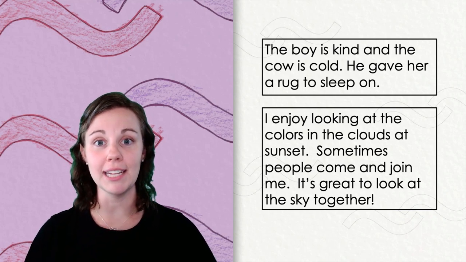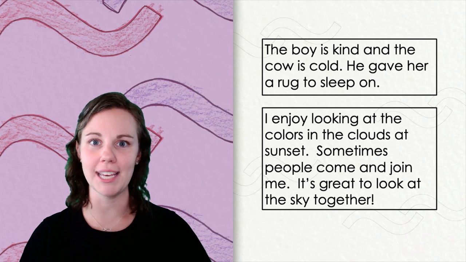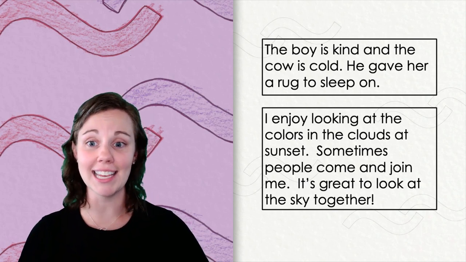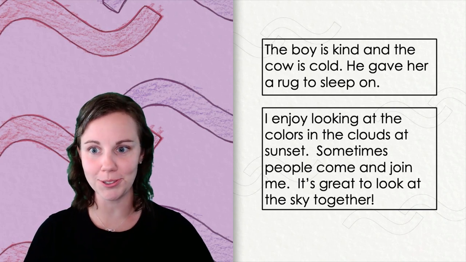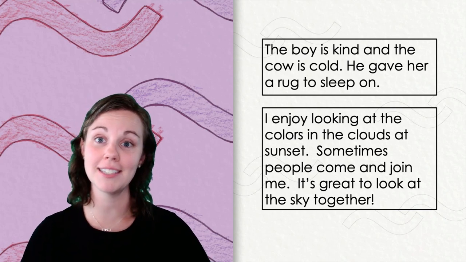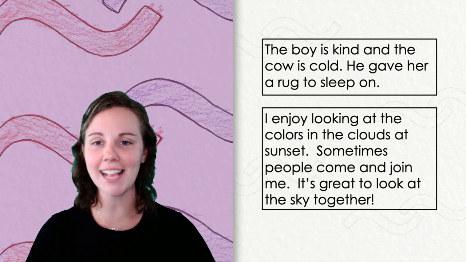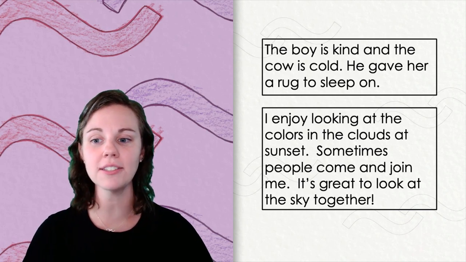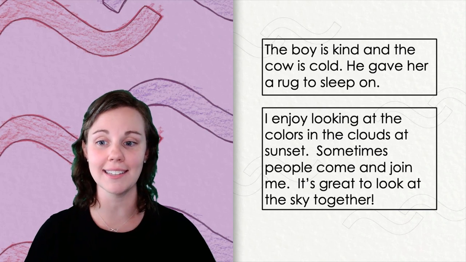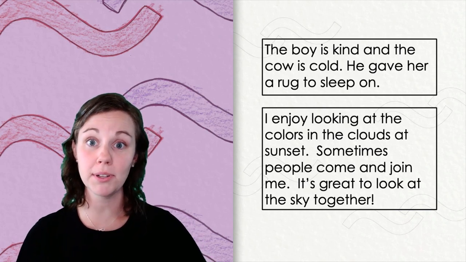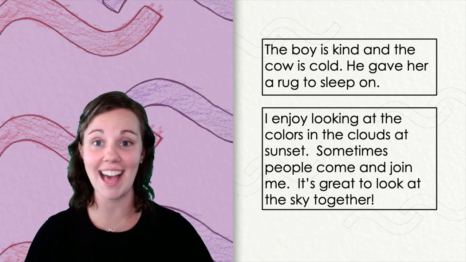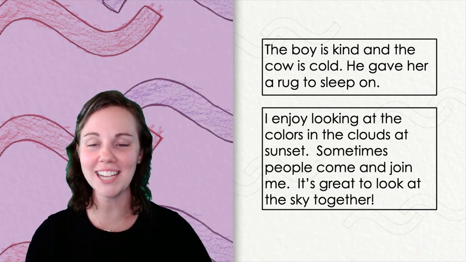Follow along as I read so you can check and see how you did. The first one says, the boy is kind and the cow is cold. He gave her a rug to sleep on. The second passage says, I enjoy looking at the colors in the clouds at sunset. Sometimes people come and join me. It's great to look at the sky together. Nice reading.